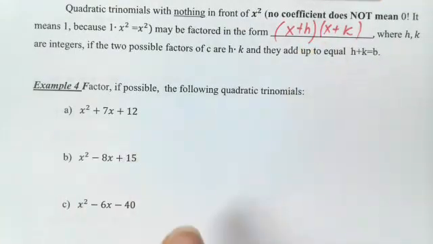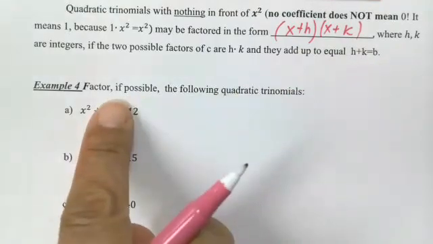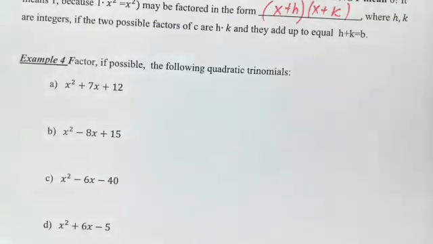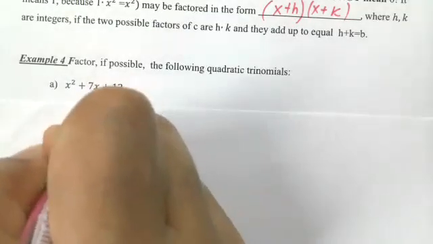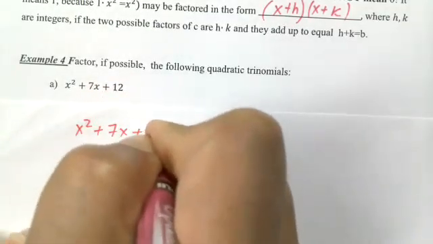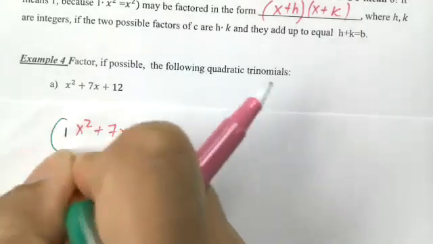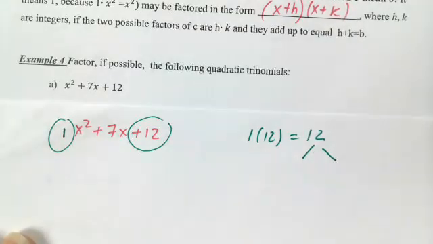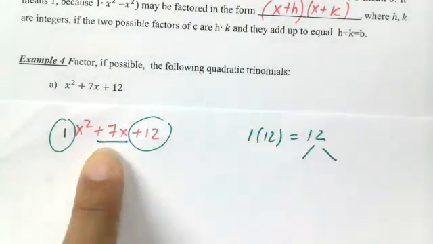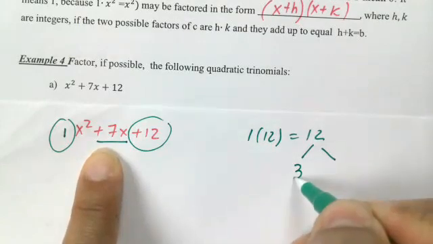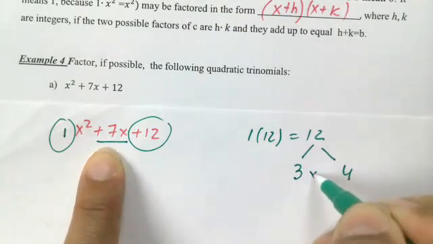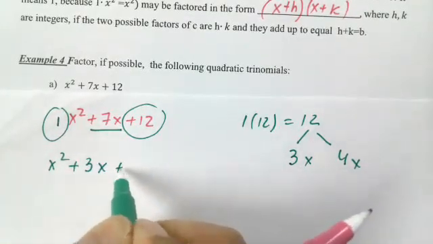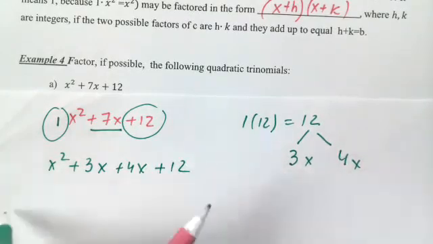Now I'm not going to show you the method just yet. I want to show you how it works with the previous one and how it is longer than the one that we're going to do. So just pay attention. Don't do anything for this one. X squared plus 7x plus 12. This is 1. So 1 times 12 is 12. 2 factors of 12 that add up to 7 are 3 and 4. So 3x, 4x. So we have x squared plus 3x plus 4x plus 12.